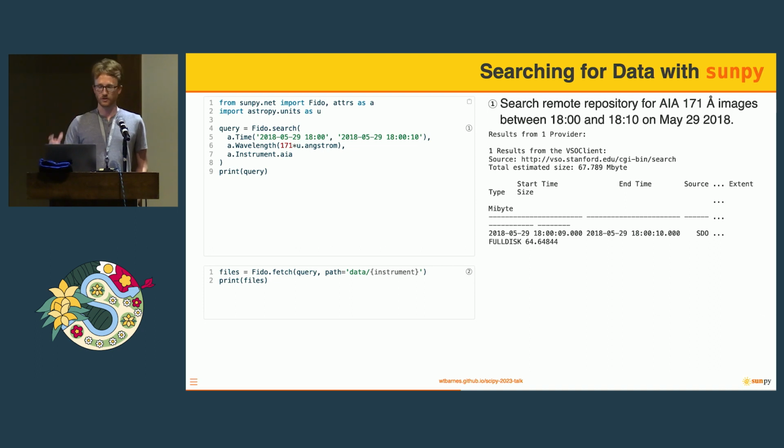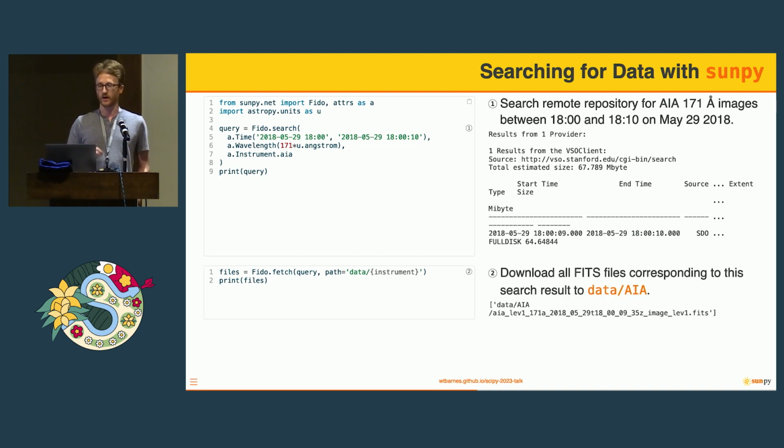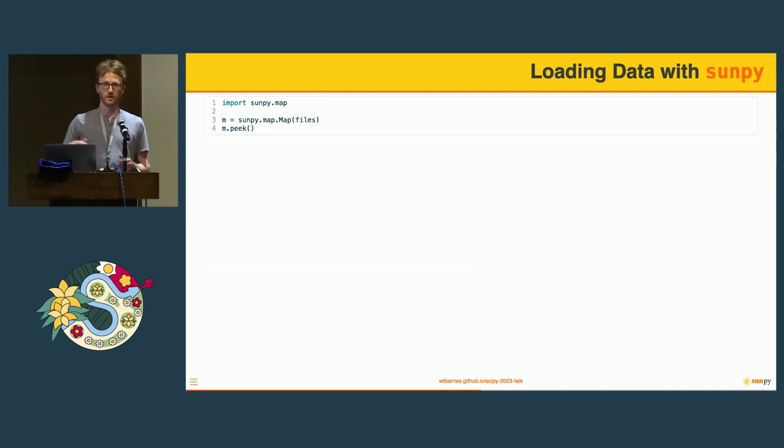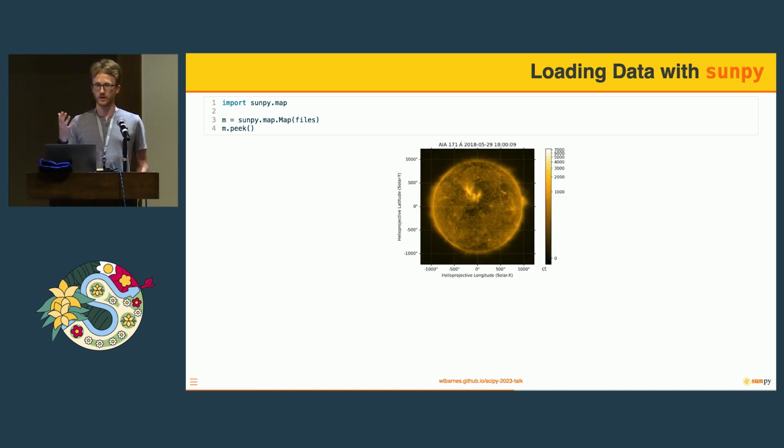After you do that search, you're able to download those files as FITS files locally to your machine, and you're ready to do your analysis. After that, you can load these files into your data structures. We have this data structure called map, which is essentially a container for holding the image array plus lots of associated metadata, and for doing quick visualizations like the one I'm showing here. This is a full disk image from AIA at a particular snapshot in time for one wavelength.